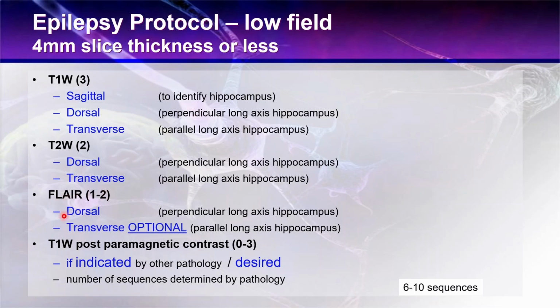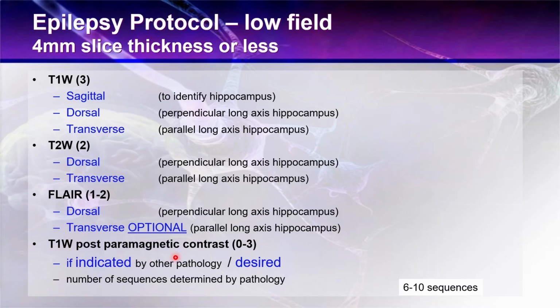and FLAIR in particular, because it's able to suppress the signal coming from the cerebrospinal fluid and help confirm lesions or detect subtle lesions. But as I said before, these are extremely compromised in some low field scanners. 4mm slice thickness. If you can get less, fantastic, but you shouldn't be going more than that.